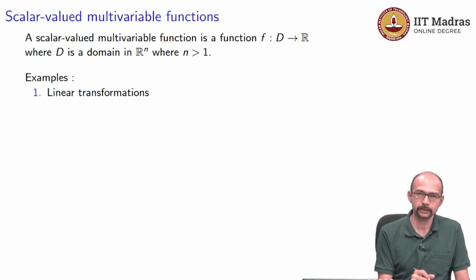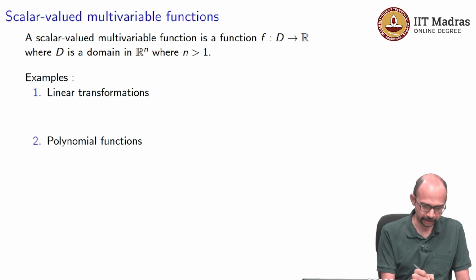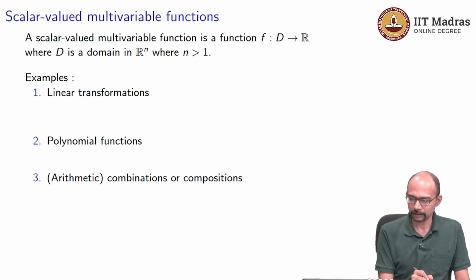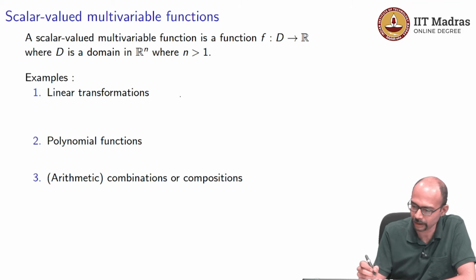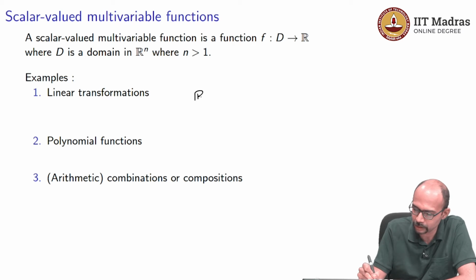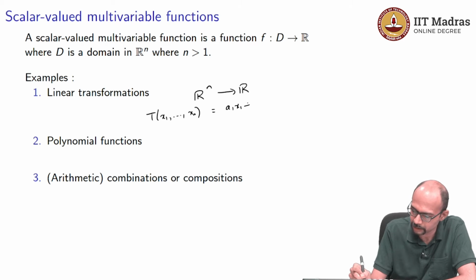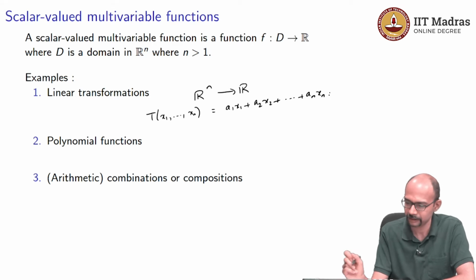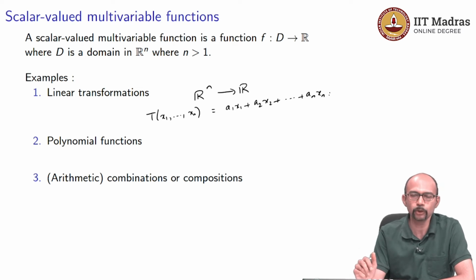Linear transformations, polynomial functions, and I will expound on that in a minute, and then arithmetic combinations or compositions. Just to be clear of what I mean by linear transformations, you could think of a linear transformation from Rn to R, or define it on some subset. So, for example, you could take something like T of x1, x2, ..., xn is a1 x1 plus a2 x2 plus ... plus an xn, right. So, this will be a scalar valued multivariable function.